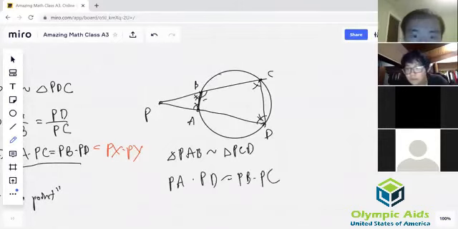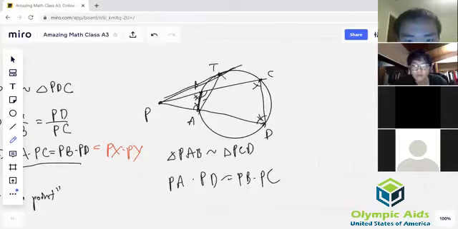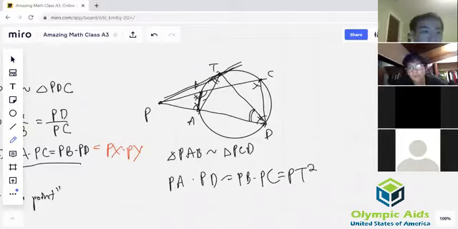And it also works if the line is tangent. So if I pick a tangent point here, I can prove it's equal to PA times PD. This angle is inscribed in this arc, which gives me this angle. So we get the similar triangle. So we also know this is PT squared. And this is a tangency point.